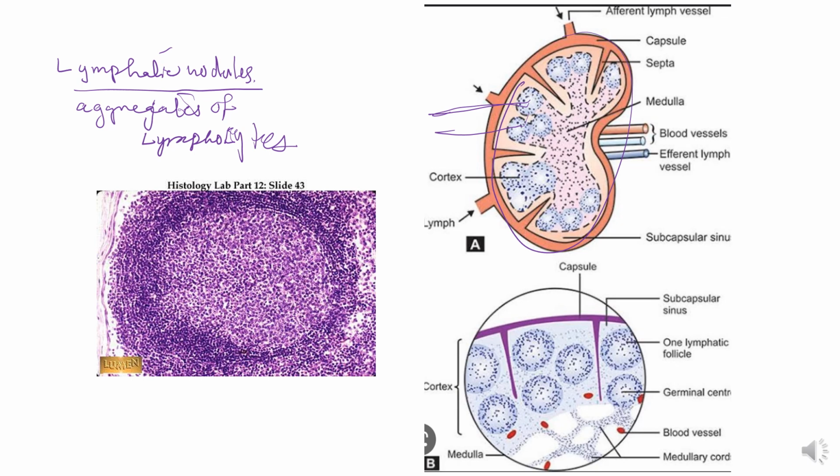Now, there are two types of lymphatic nodules. This one shown here has a darker shade in the peripheral region, while the central region has a lighter shade. So, this is the secondary lymphatic nodule, showing the germinal center, the lighter central zone.